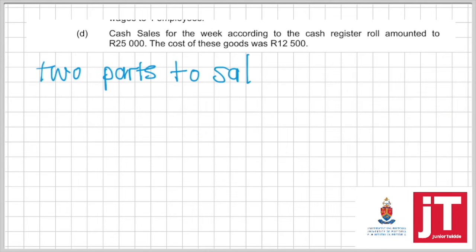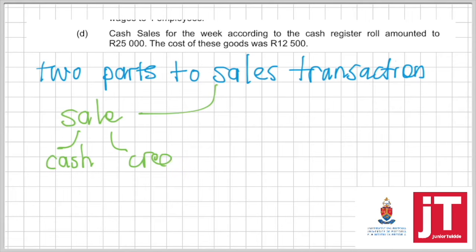Then we are going to look at transaction number D, which actually has 2 parts. It says cash sales for the week according to the cash register roll amounted to 25,000 Rand, and the cost of these goods was 12,500 Rand. So the 2 parts to the sales transaction would be sales, which can be either cash or credit, in this case cash, and the cost of the goods sold.